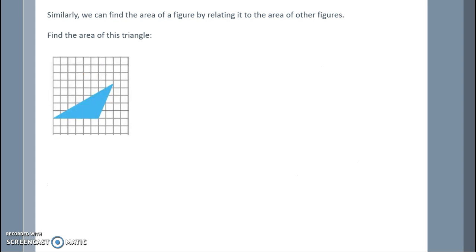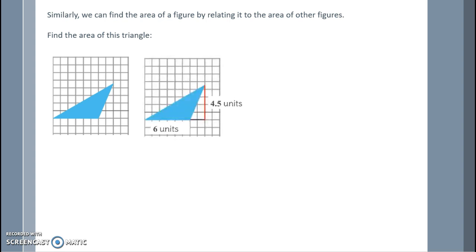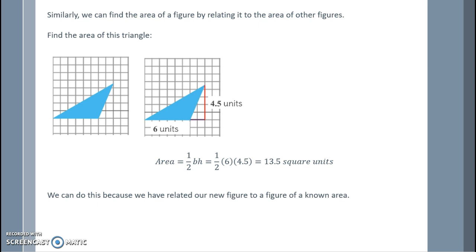So let's find the area of this rectangle. Notice how it outstretches a little bit on the right-hand side, just past the bottom corner. What we could do is fill in the remaining corner here, and let's say it's 6 units by 4.5 units. It is still half of the base times the height, so the base is 6 and the height is 4.5, for a total of 13 and 5/10 square units. We can do this because we have related our new figure to a figure of a known area, a rectangle.